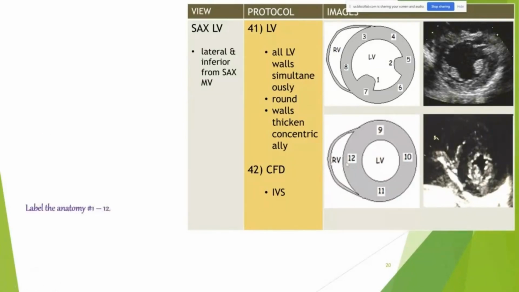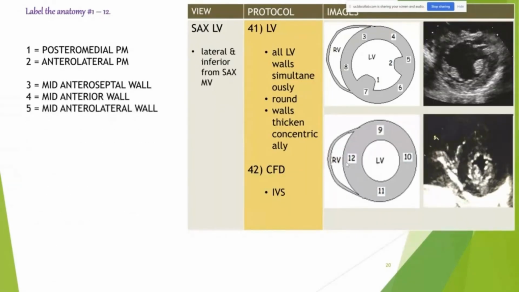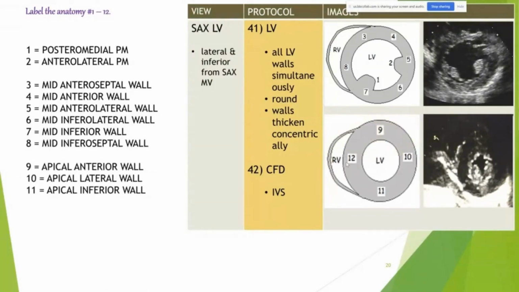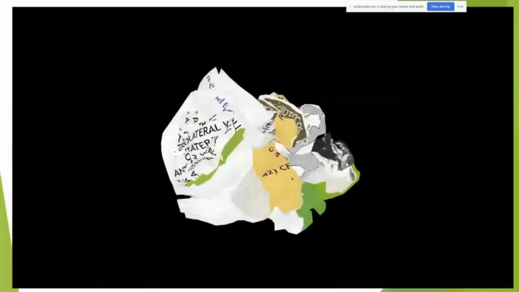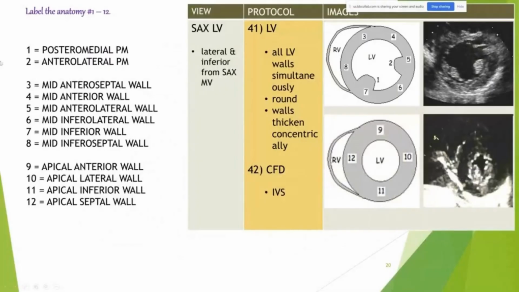So you need to know them. See, posterior medial, anterior lateral, mid anterior septal, mid anterior, the whole nine yards. You need to know all that. But what I'm saying is, I need you to notice the big things. Oh, let me go back. I need you to notice this. Do you see how it's anterior, inferior, lateral, and septal? Look at these words right here. That's what's going to be important for you to become good at this.